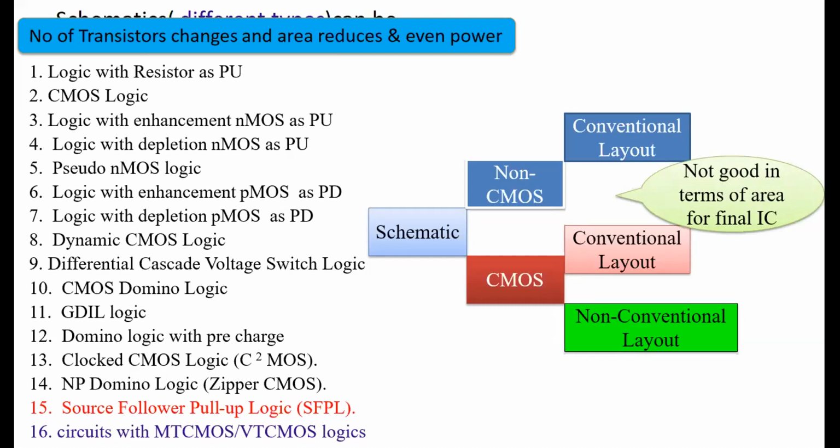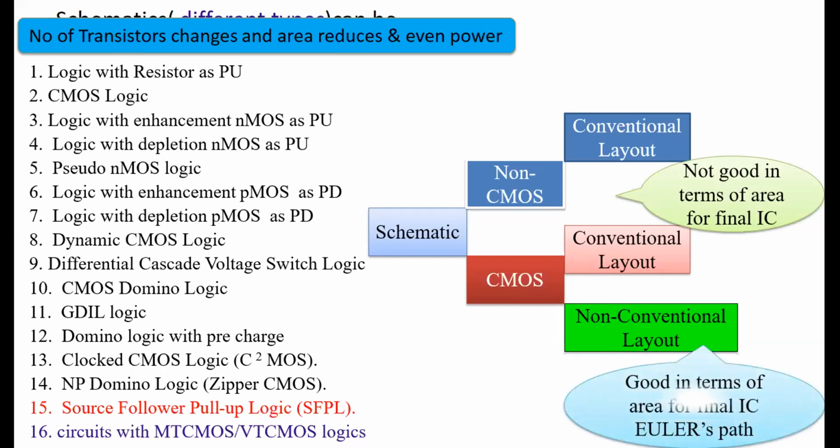What is the advantage with non-conventional? Yes, I can optimize the area, good in terms of area for final IC. That goodness is possible with the application of Euler's path technique in order to extract your layout. Euler's path is an excellent tool to extract your layout. I'm not going into detail because you guys are at the diploma or early BTech stage, and the important factor is the time for us also.